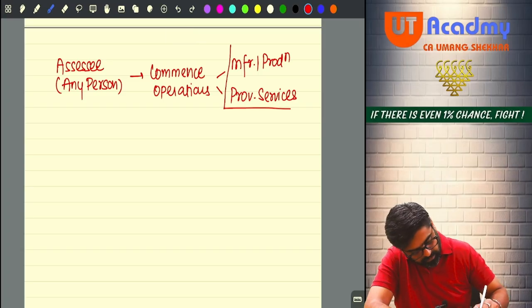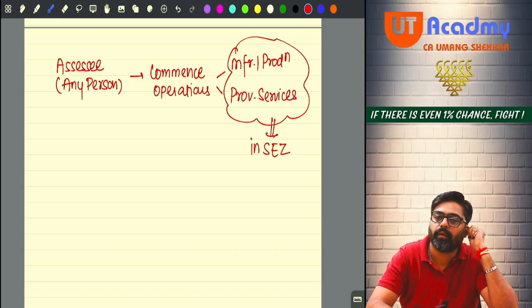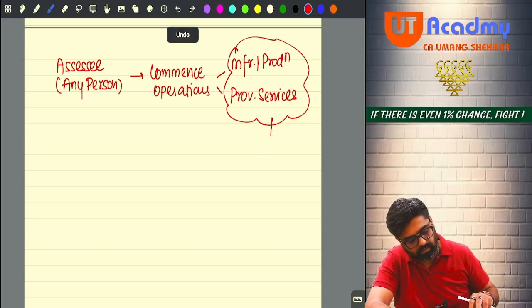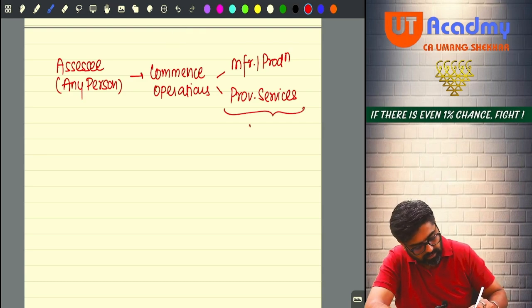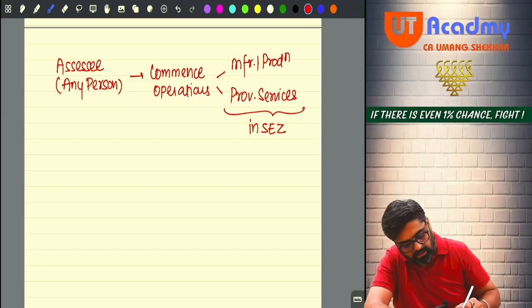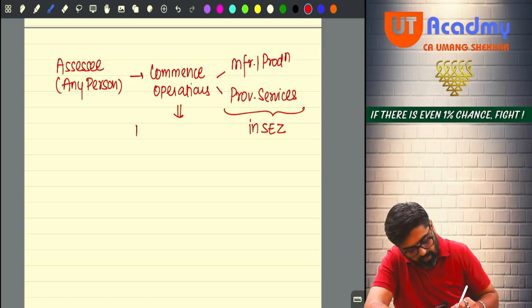Now these operations need to be performed. These operations must be commenced in special economic zone. So this section says that you have to start doing any business in SEZ, special economic zone. You must have heard about SEZs. So you have to start manufacturing business or start providing services from SEZ, and the period during which you have to start this business is previous year 5-6 to previous year 1920.